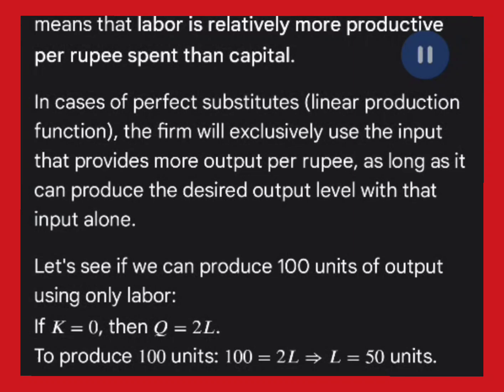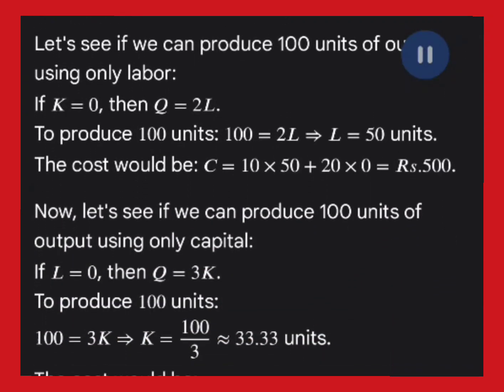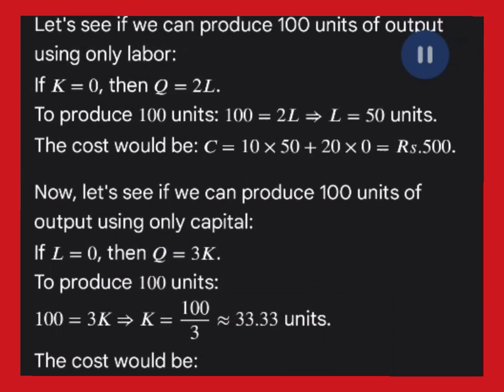Let's see if we can produce 100 units of output using only labor. If K = 0, then Q = 2L. To produce 100 units, 100 = 2L, so L = 50 units. The cost would be C = 10 times 50 plus 20 times 0, which equals Rs 500.